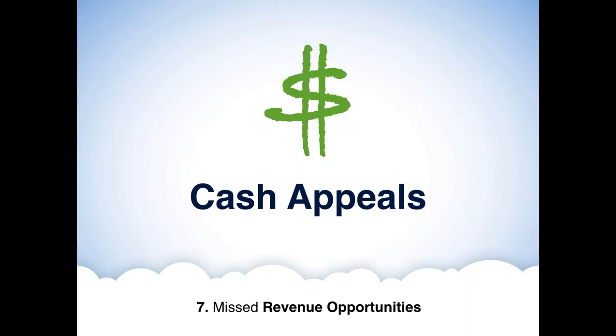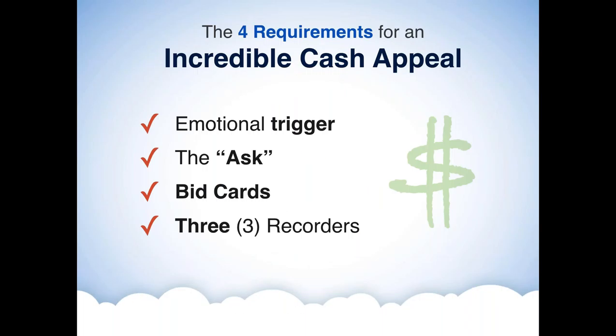Talk about another revenue opportunity, and that's our cash appeals, which people often know as fund an item, fund a need, fund a mission. And this is very simply where we ask people to pledge money. Not an easy thing to do, to stand up and ask people to donate money. But there are some ways that you can make it easier, and I'd like to talk quickly about the four requirements of an incredible cash appeal.